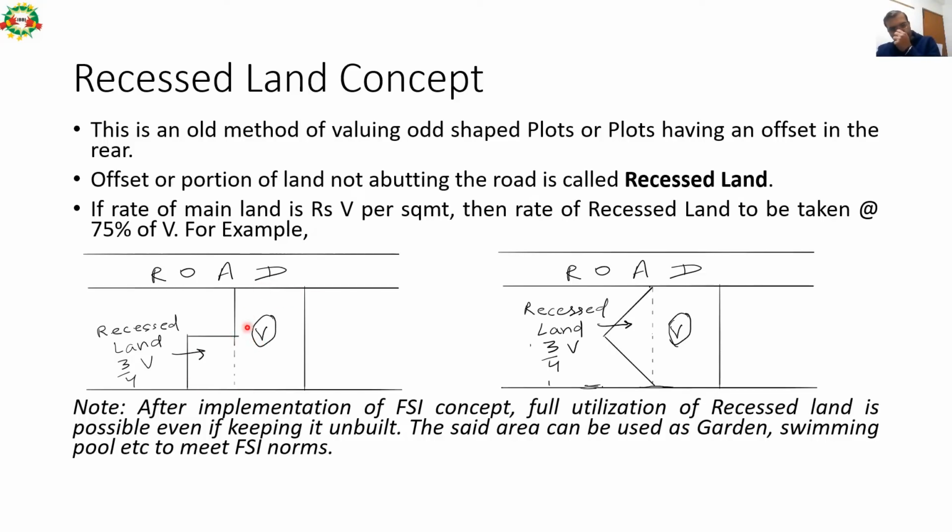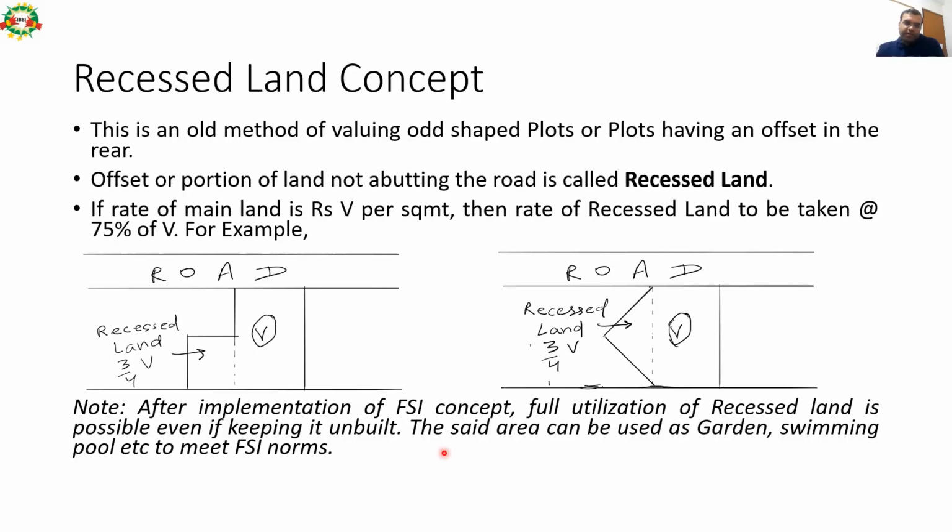So if we have taken V as the value of the plot for this part of land, then this part of land will be equal to 75% of the land rate considered for this part. Likewise in this case, this is the recessed land, so 75% of the value of this land.